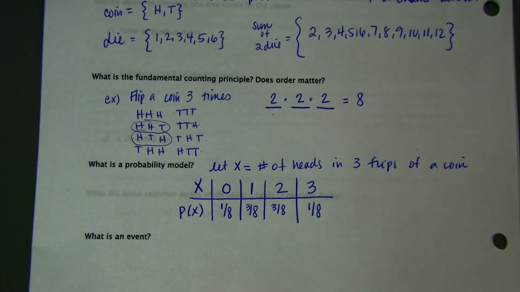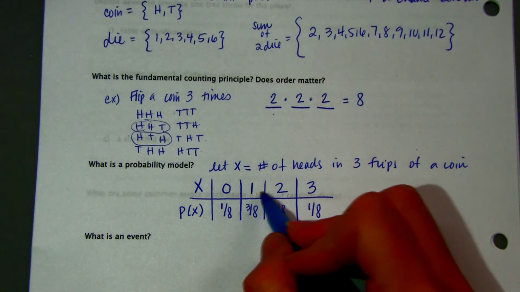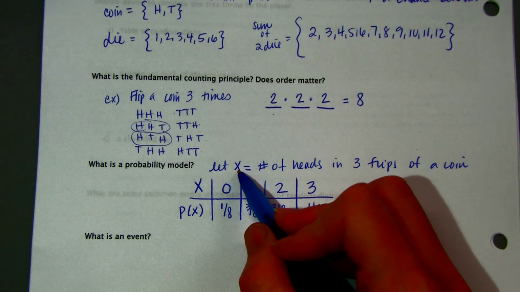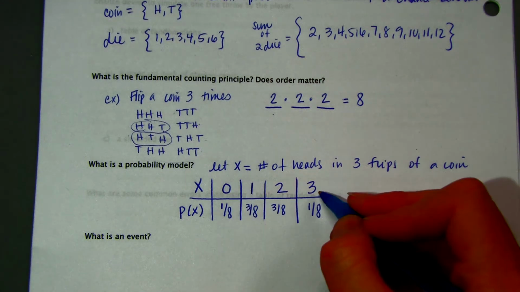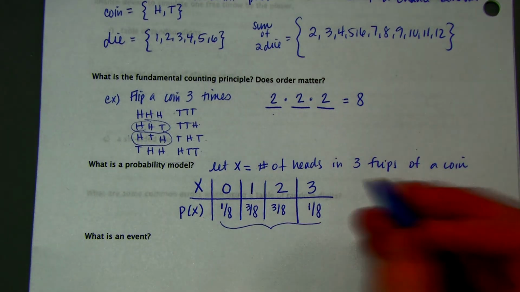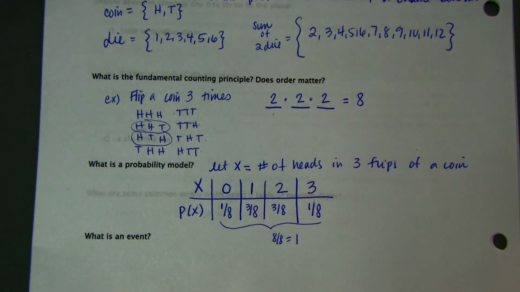Okay, so in the top part of our table here, this shows all the possible outcomes or events that can happen and the probabilities for each one of those events. Now notice that if I add all of these together, I get 8 out of 8 or 1. So in a probability model, just like in a density curve, all those probabilities have to add up to be 1. So what is an event?